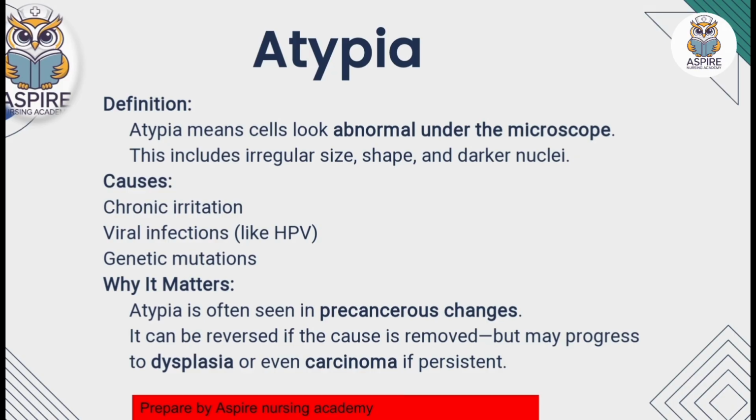What causes atypia? Chronic irritation, viral infections like HPV, genetic damage, and here's the scary part. Atypia is often seen in precancerous conditions. It may go back to normal or progress to dysplasia and carcinoma if not treated early.